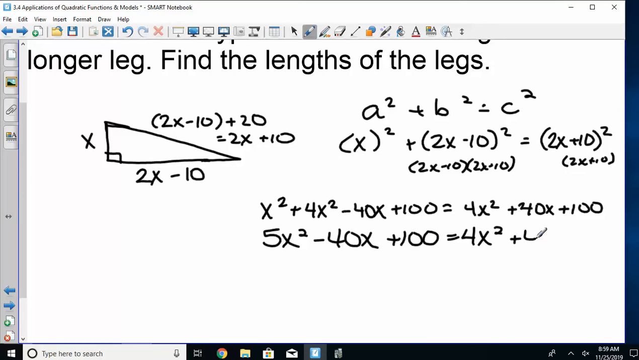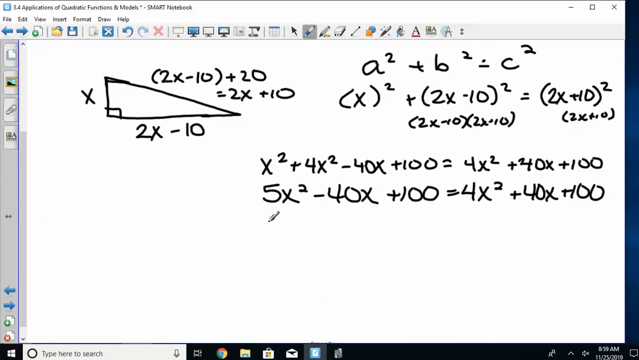So this is a quadratic. Our strategy with quadratics is to set them equal to 0. So if I subtract my 4x squared, 5x squared minus 4x squared would be 1x squared. Subtract my 40x, so negative 40 minus 40 would be negative 80. What happens when I subtract my 100? Those cancel.